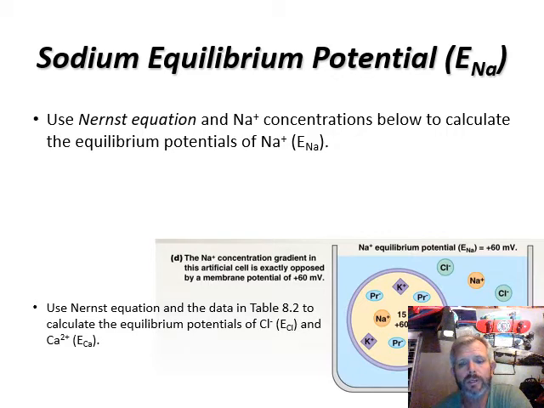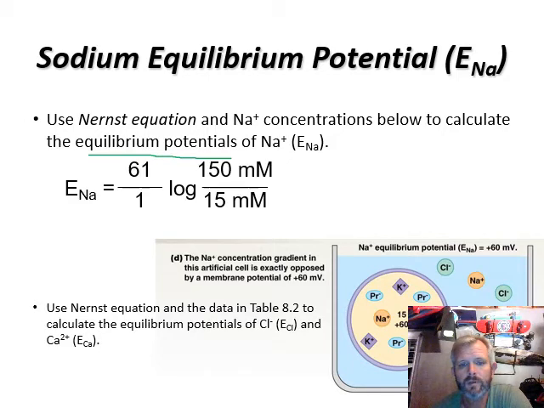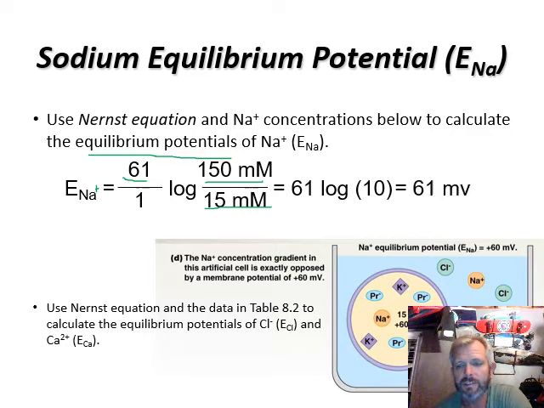What about our friend sodium? Let's look at its equilibrium potential. We get almost the opposite. We get 61 over 1 because sodium is a positive 1. The log is more outside than inside, 10 times more outside than inside. We actually come up with around positive 61 millivolts.